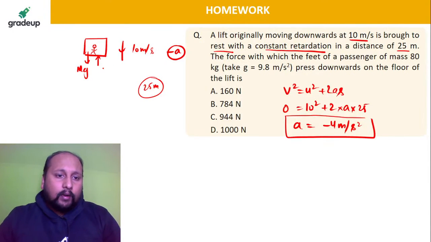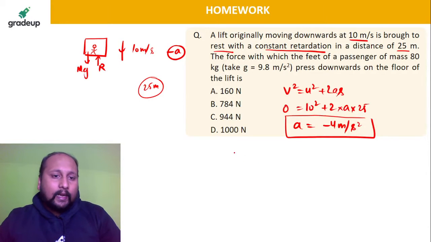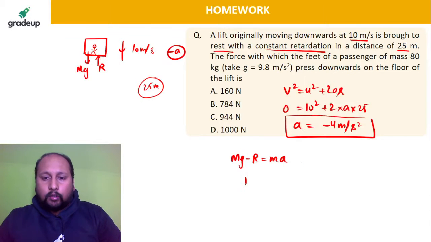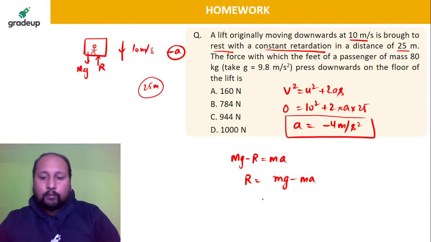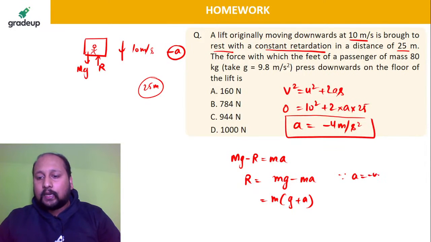Okay, so now let's apply, this is R. Apply D'Alembert's principle, you will be having mg minus R is equal to m into a. Fine. So your R will be equal to mg minus ma, and a is already minus, so we will be writing m into g plus a. Since it is a retardation case, a is negative.